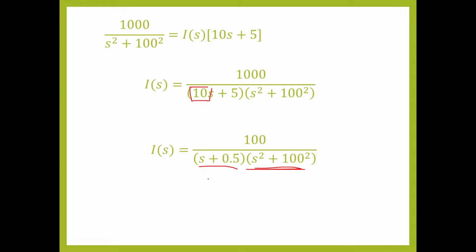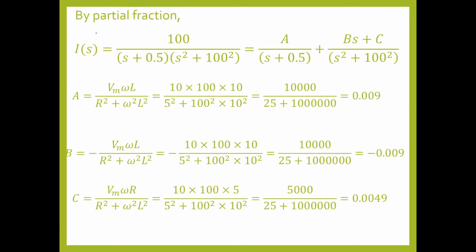So to determine I of s, I can go for partial fractions. If I go for the partial fraction expansion method, I of s is equal to 100 by s plus 0.5 into s square plus 100 square.